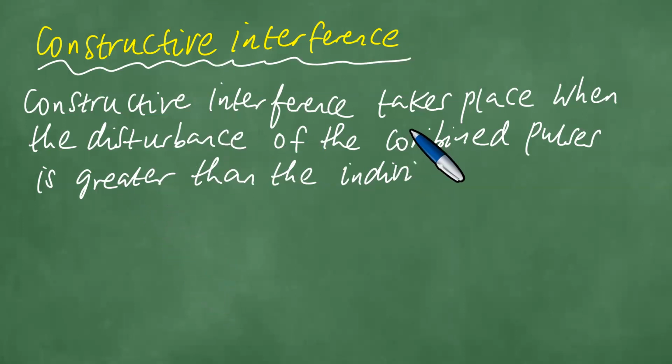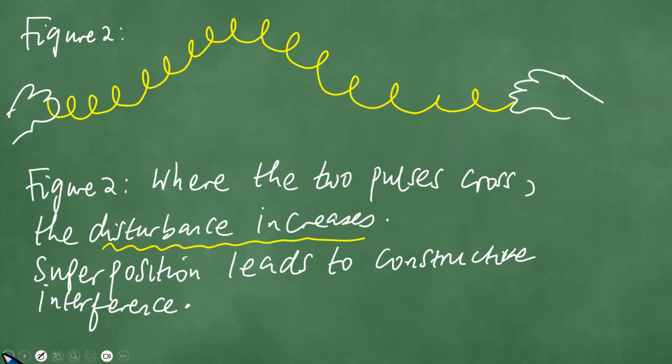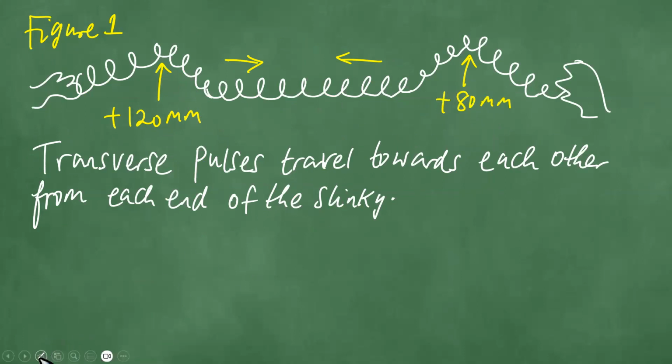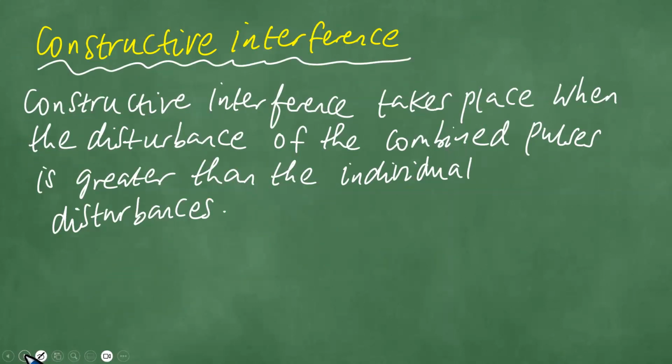Okay, now I was saying that constructive interference takes place when the disturbance of the combined pulses is greater than the individual disturbances. So here, you had the individual disturbances, and those were small, but when they are combined, the disturbance was big. So this is called constructive interference, and then there's something called destructive interference.